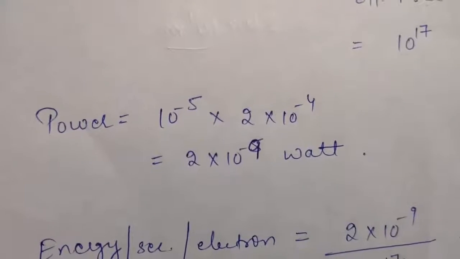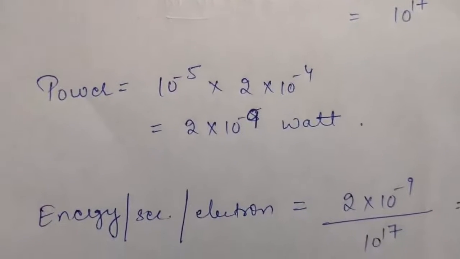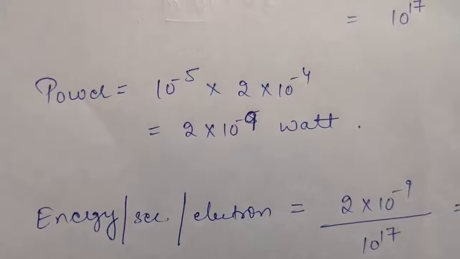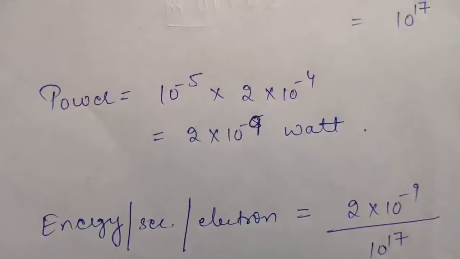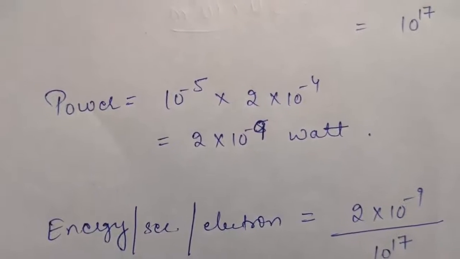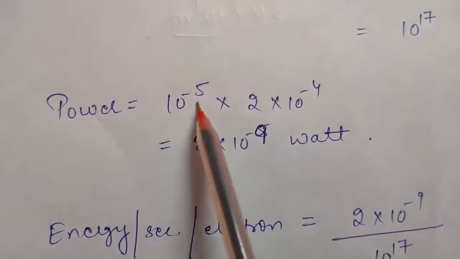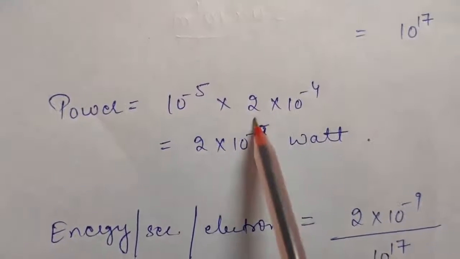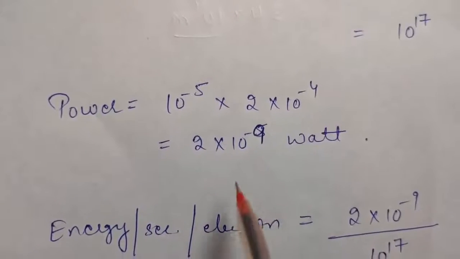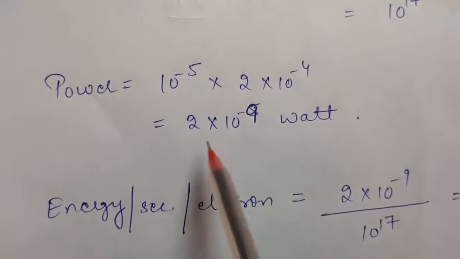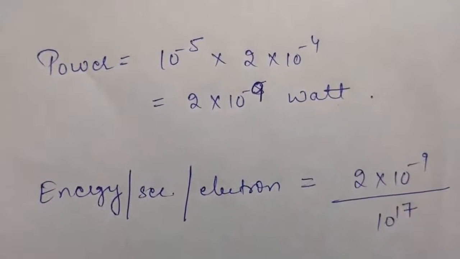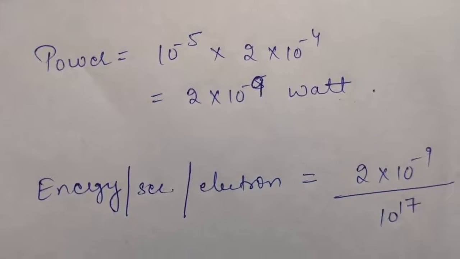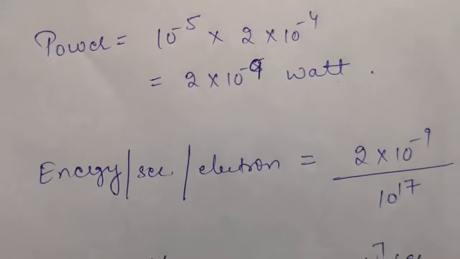Okay, now we will be calculating one more thing, that is power, because as you know, intensity and area are given to you, and power can be defined as intensity into area. So intensity is 10 to the power minus 5 and the area of one layer is 2 into 10 to the power minus 4. So again, when you solve it, the answer will come to be 2 into 10 to the power minus 9 watt. So now we know the power of one layer and we know the total number of electrons in 5 layers.